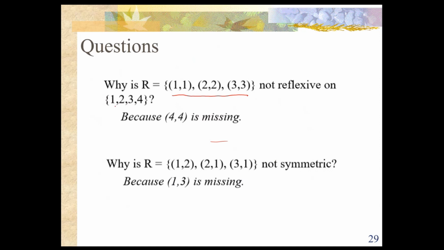We are working on what set? An anonymous set, and what are the elements? 1, 2, 3, 4. So the reflexive line is 1,1, 2,2, 3,3, 4,4, right? But look at this relation. It is missing 4,4.